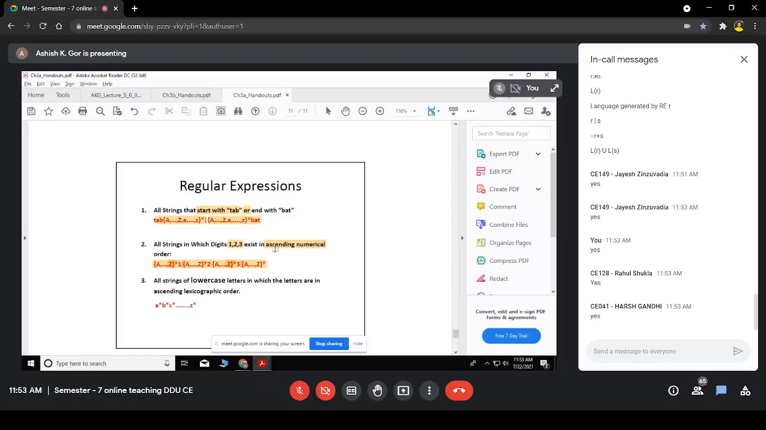So here what happens is 1, 2, 3 exists in ascending order. I mean first it should be 1, then it should be 2, then it should be 3. Okay, ascending numerical order.